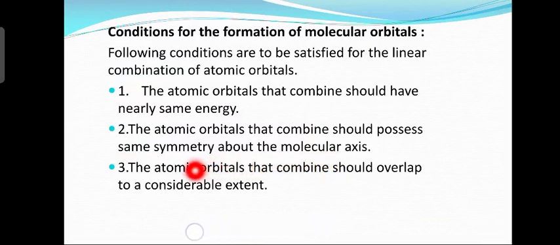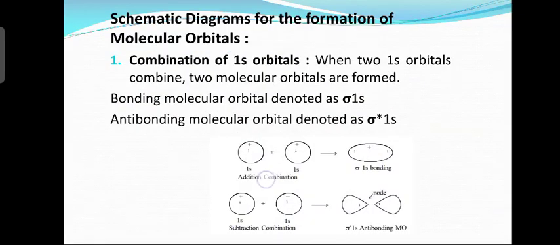Then third point, the atomic orbitals that combine should overlap to a considerable extent. Only when the atomic orbitals overlap to a considerable extent is combination possible, which results in molecular orbitals. So, these are the three important conditions for the formation of molecular orbitals.